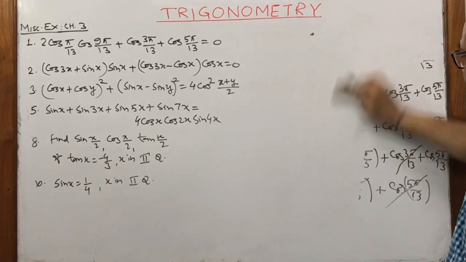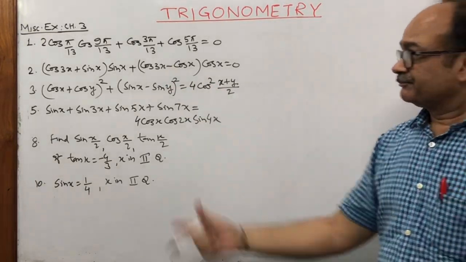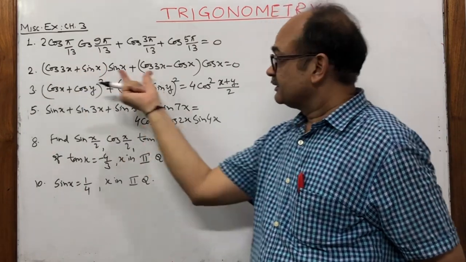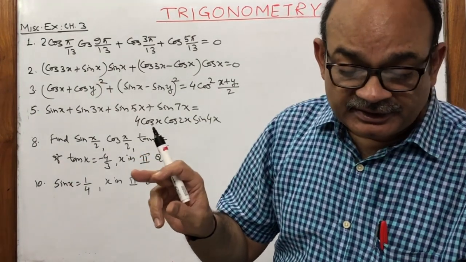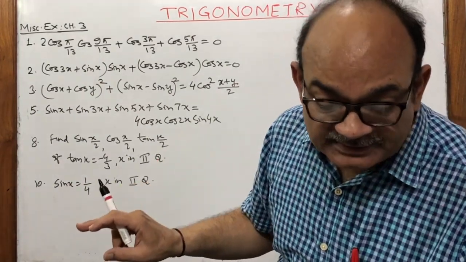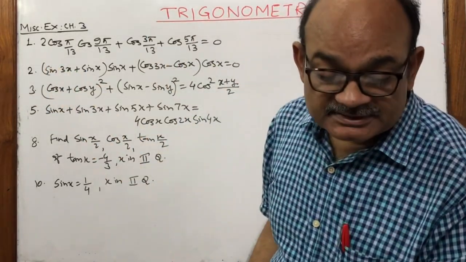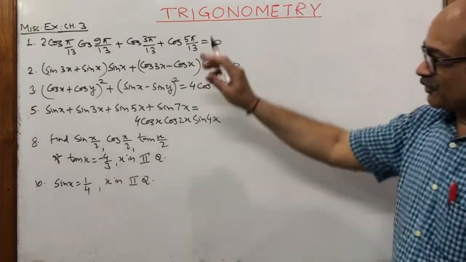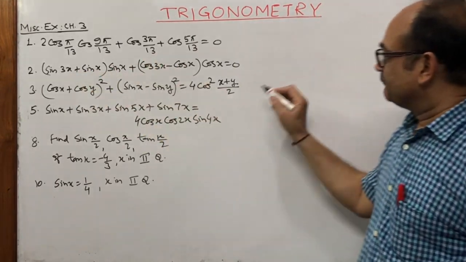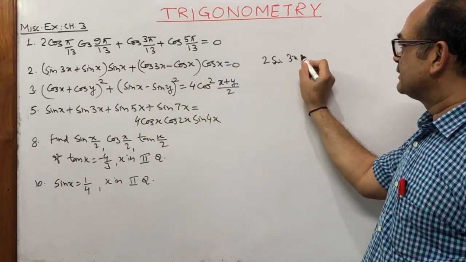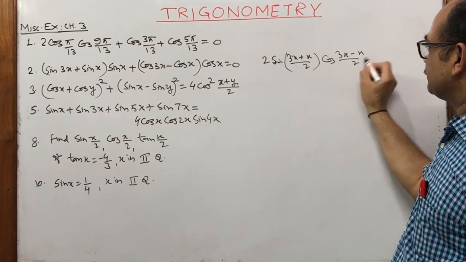Second sum. Already in the brackets: cos plus sin, cos minus cos. But this cos plus sin, we will not solve it till we have sin 3x plus sin x. Sorry, sin 3x plus sin x, because there is no such formula, so we got the hint that there is some misprint here. Now sin C plus sin D, you know the formula: 2 sin (C plus D by 2) cos (C minus D by 2).